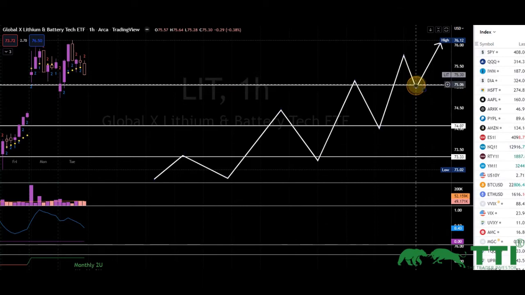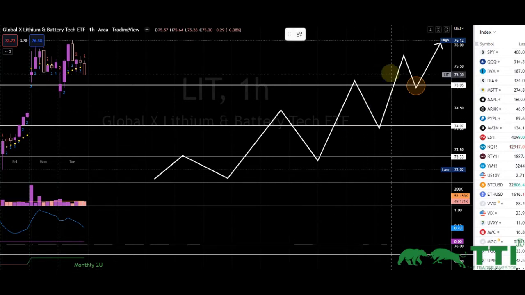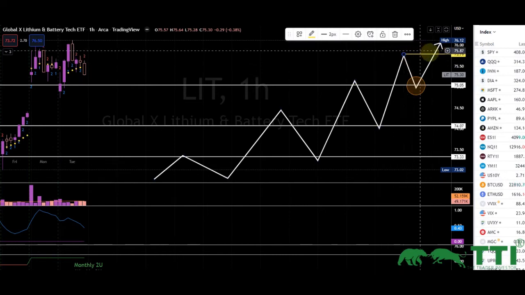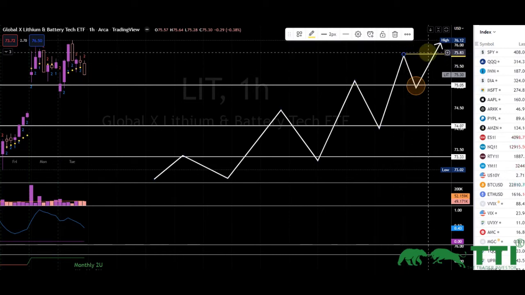Now you don't enter right here. Again, we haven't gotten into the entry techniques yet for earlier entry, but at least this gives you an indication. This was resistance. It's now support. I can enter here when I break this high.